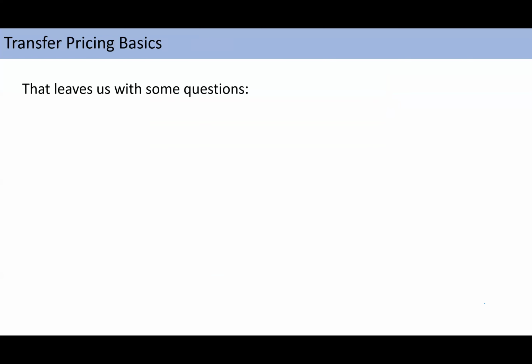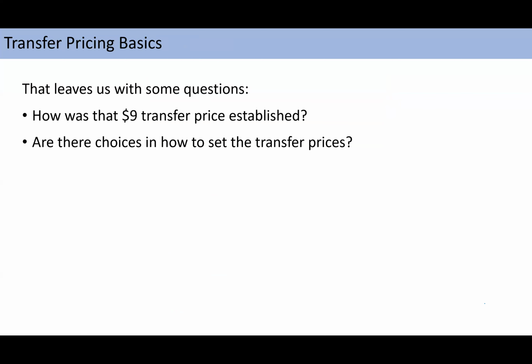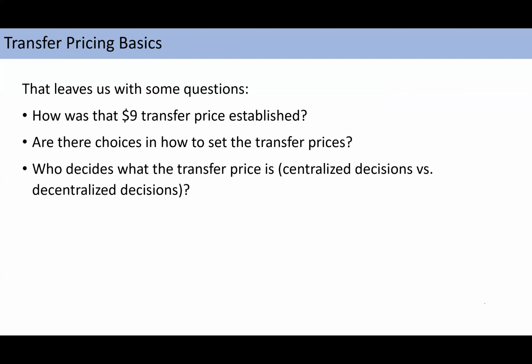Now this leaves us with some questions. First of all, how was this $9 transfer price established? And are there any different ways to set transfer prices? What would happen if transfer prices were set by the HQ versus when the selling unit or the buying unit is the one setting the prices?